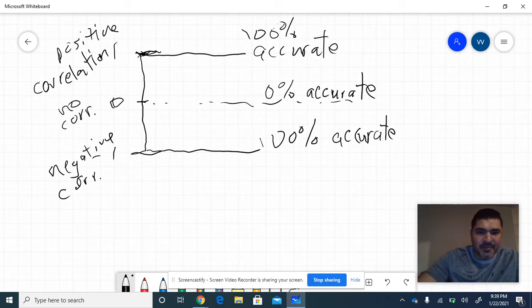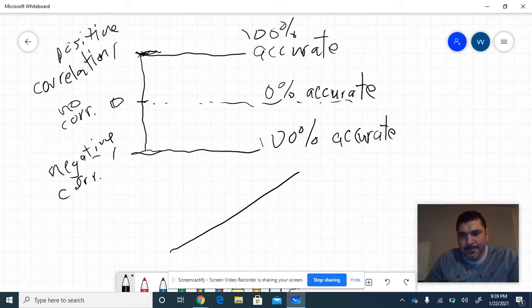Okay, here's an example. If we have a line going this way, and that's positive, we're going to have a positive correlation. Now if the dots are right on the line, the R value would equal 1. Now the other one, the one that we graphed, it was 91%. So we had some that were kind of off. That would be about 91%.